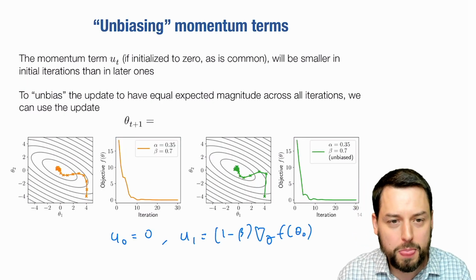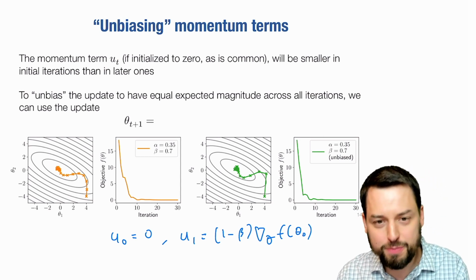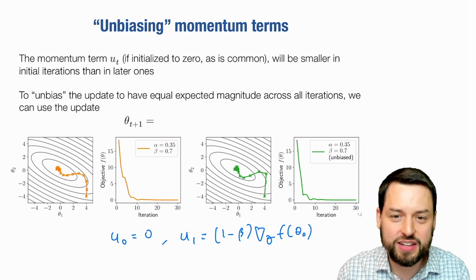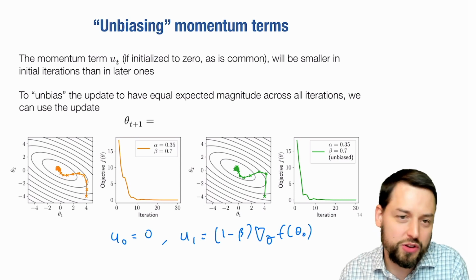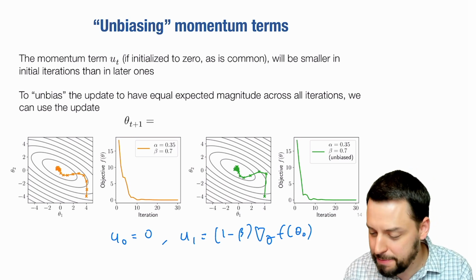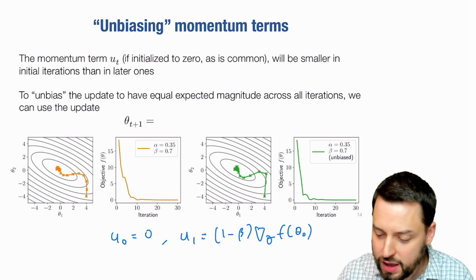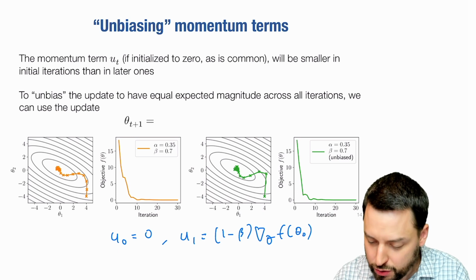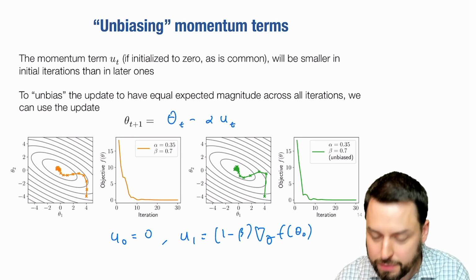All right? What's common to do, and this is sometimes called a biased momentum term, is that in expectation it's actually smaller in magnitude than the gradient is, which sometimes you don't want. You might want to rescale it. And it turns out we can correct this if you want to. The idea is we replace our update from before, which was theta t minus alpha times our momentum term.